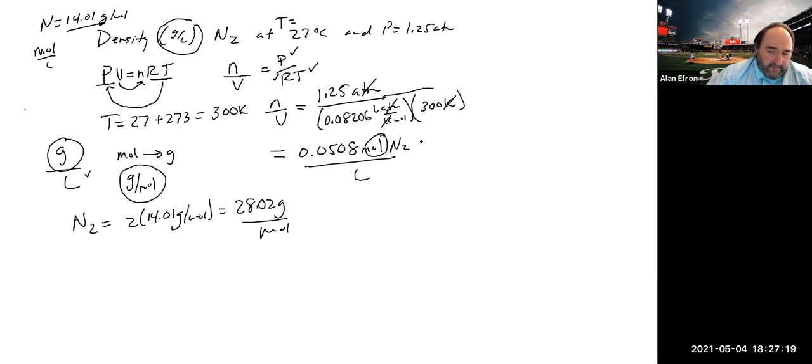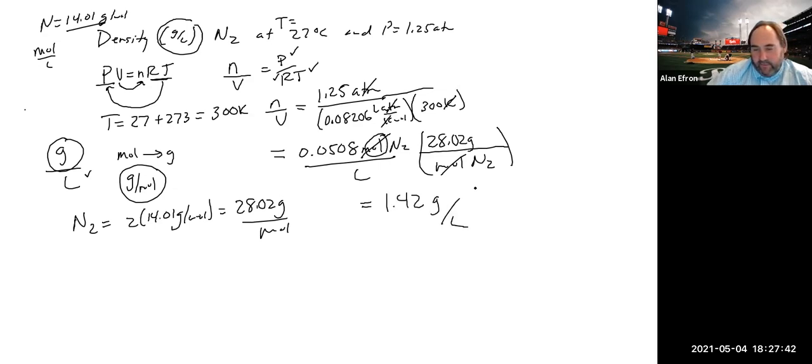And really, it's just a conversion problem at this point. We want the moles to cancel. So 28.02 grams per mole. Moles will cancel, and that will leave us with 0.0508 times 28.02, which is 1.42. The units we're left with are what we are looking for, which is grams per liter. So again, if you can't remember that formula or are not sure, you could use the ideal gas law and turn it into a conversion problem where you're changing units and getting things to the right units. Any questions on any of those steps?